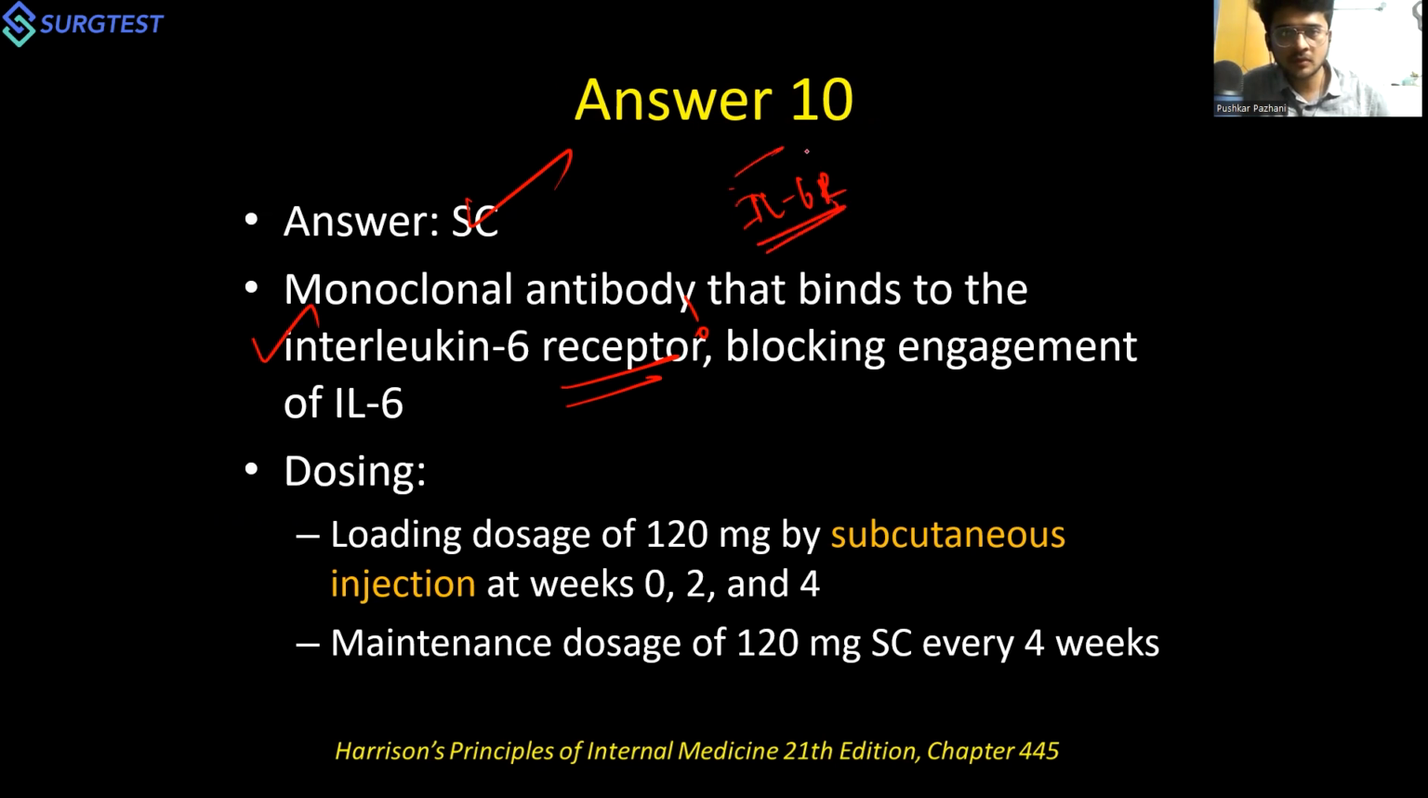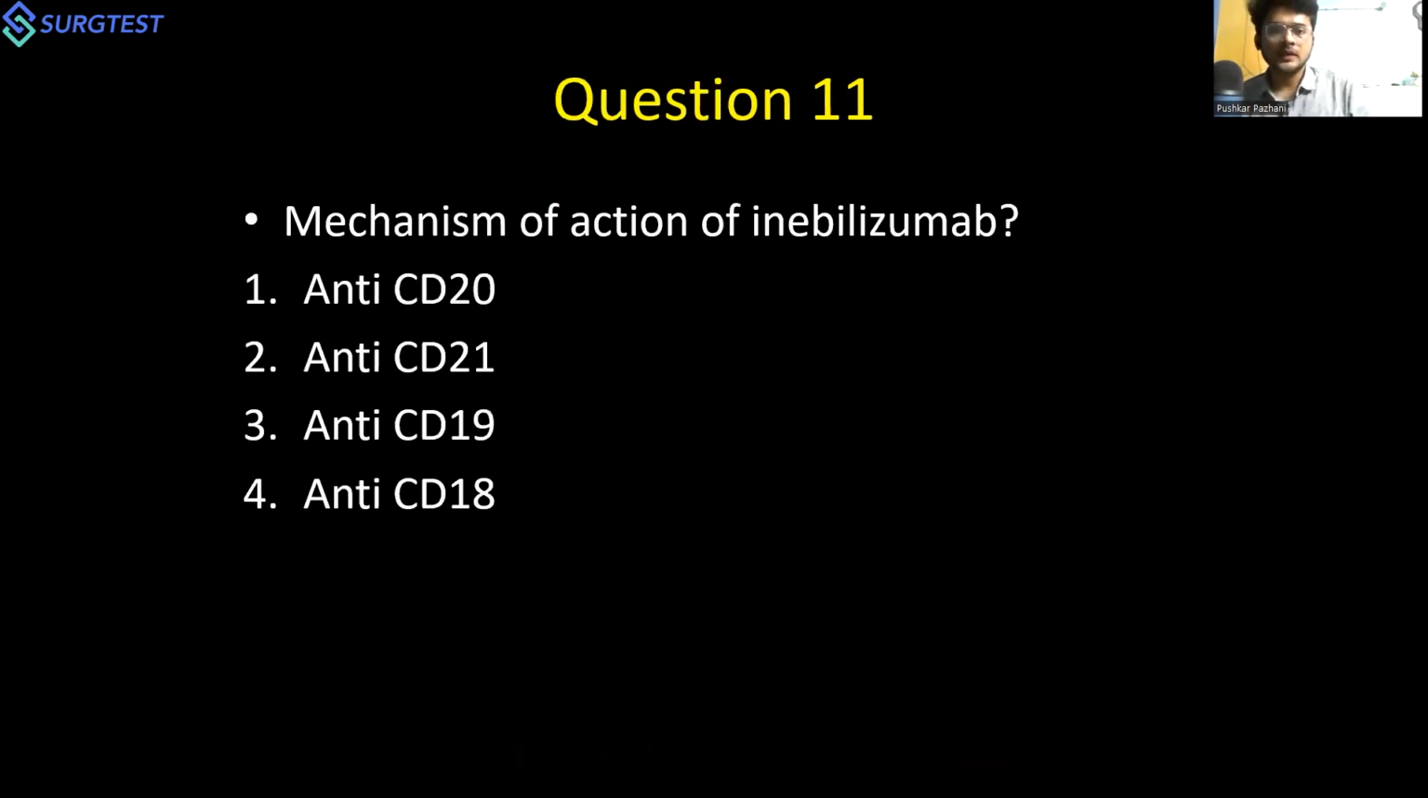The dosing schedule: we give 120 milligrams by subcutaneous route at week 0, week 2, and week 4. After that, a monthly maintenance dose of 120 milligrams every 1 month. So satralizumab: subcutaneous, interleukin-6 receptor blocker, 120 mg at weeks 0, 2, and 4, and after that it's given monthly. Just remember these points. Let's go to question 11.